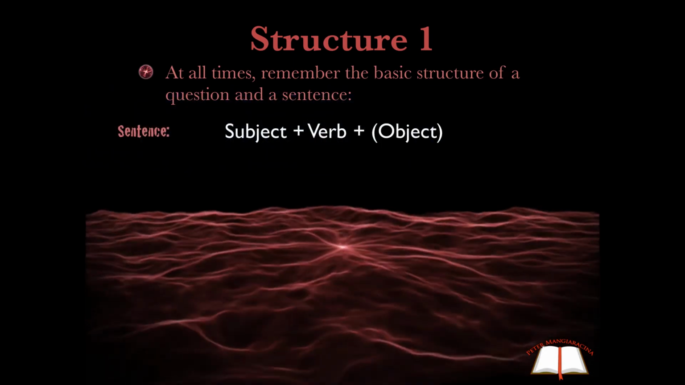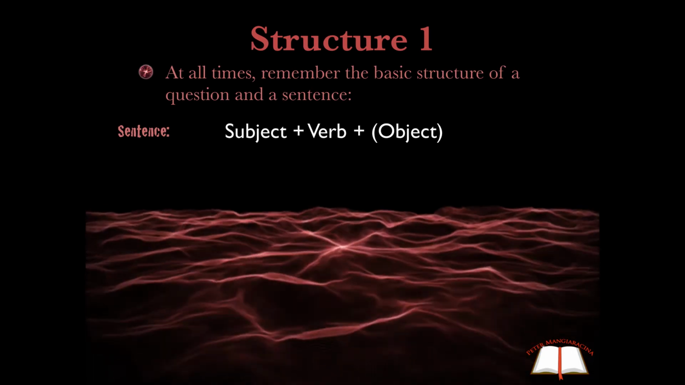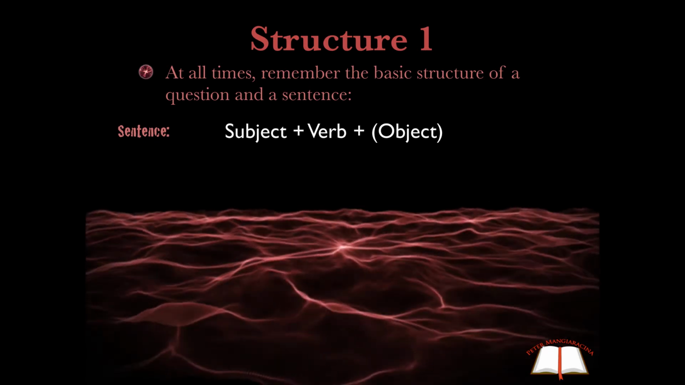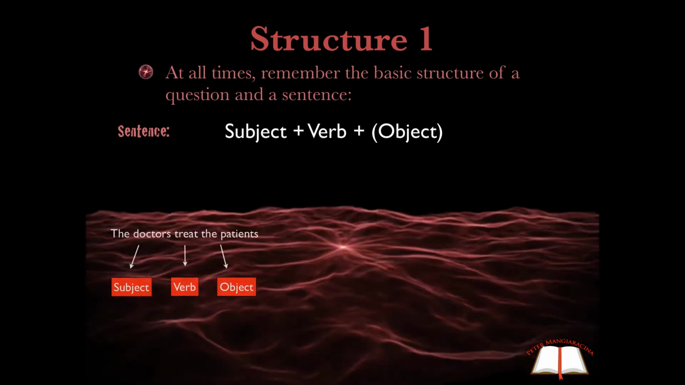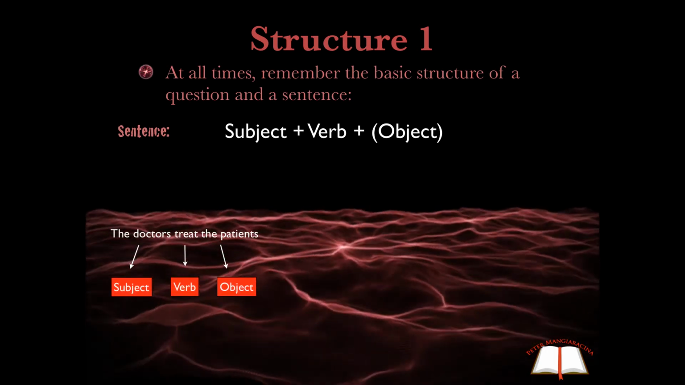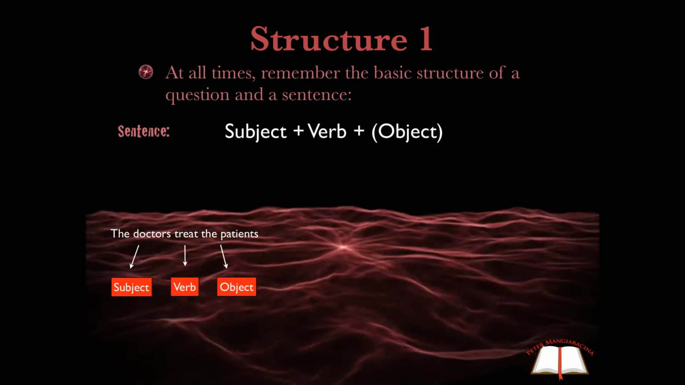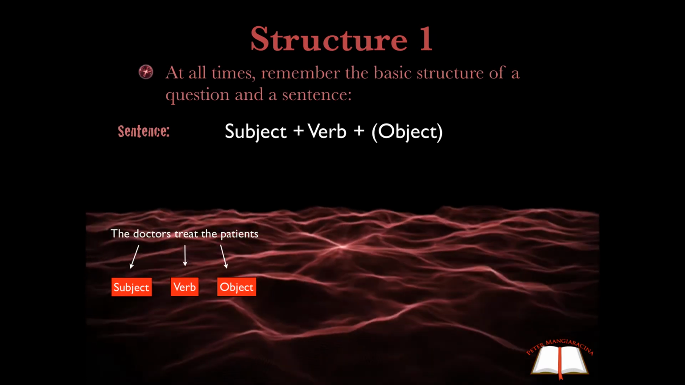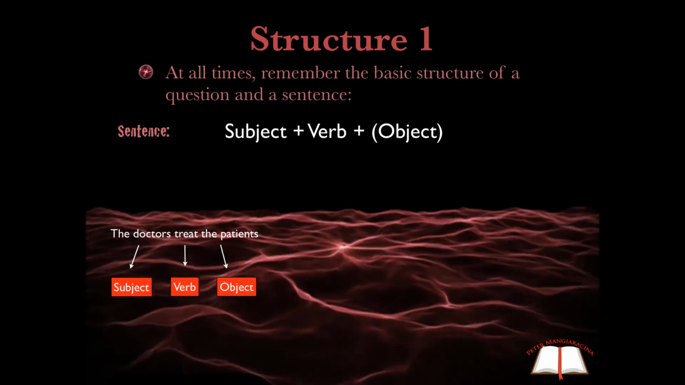This is the formula for a sentence. The formula is a subject comes first, followed by a verb, and frequently followed by an object. Here's an example. The doctors is the subject, treat is the verb, and the patients is the object. Try to locate the subject, verb, and object in any sentence. The more you recognize the basic structure, the easier it will be for you to use it in your own English.